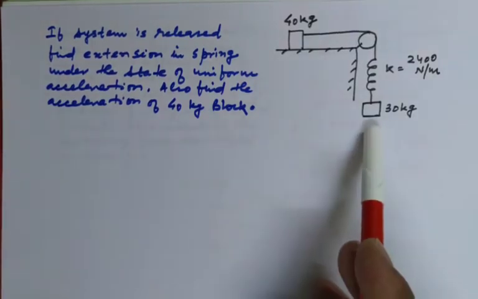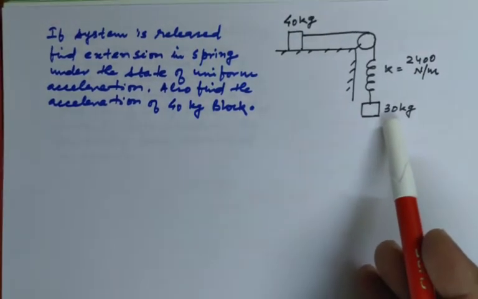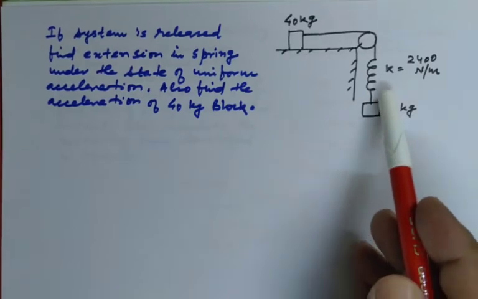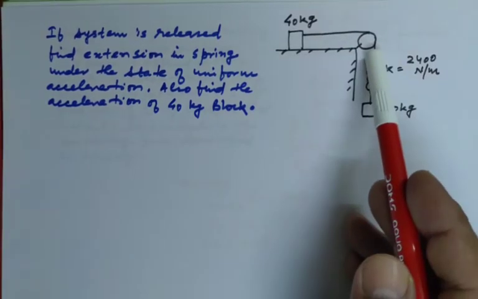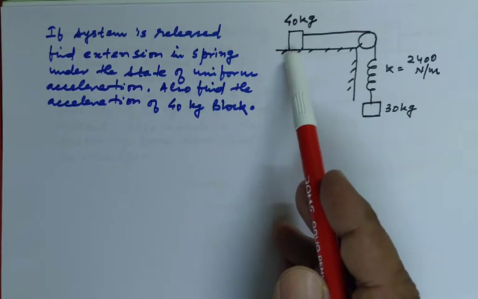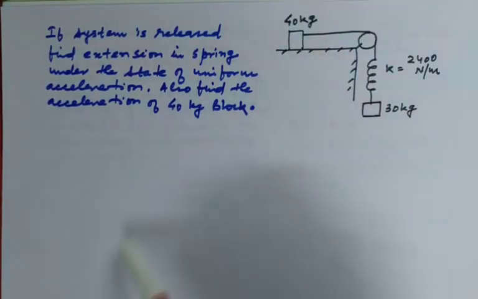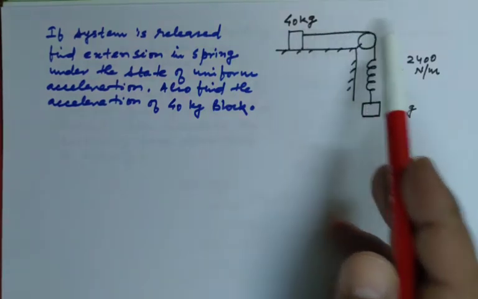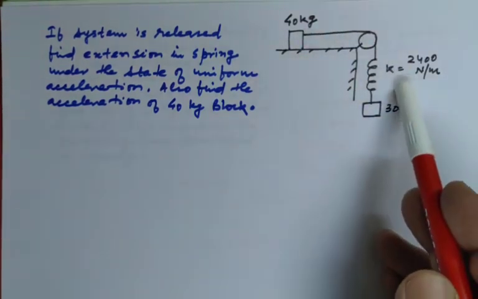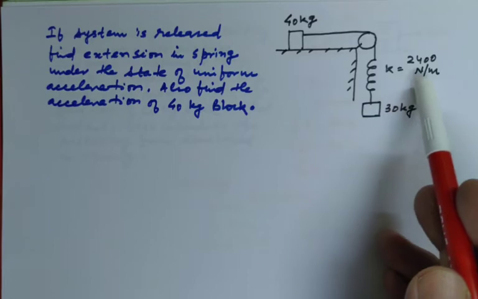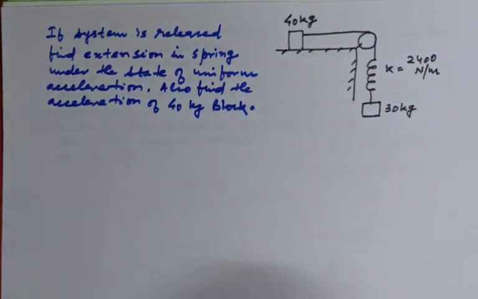Now we can see in the diagram there are two blocks: a 30 kg block which is hanging with the help of a spring. There is a pulley, and there is another 40 kg block which is resting on a horizontal frictionless surface, connected with a string. We are also given the spring constant K, which is 2400 Newton per meter. Now let us solve this problem.